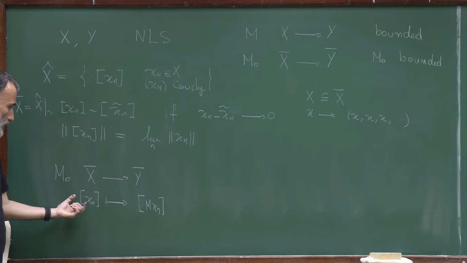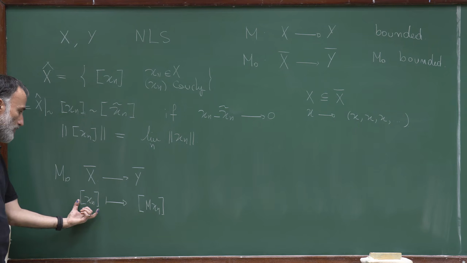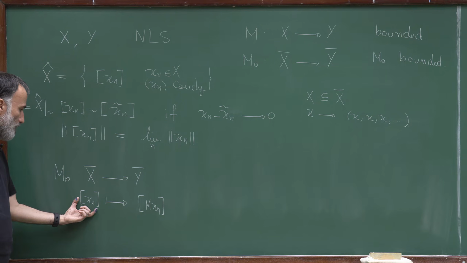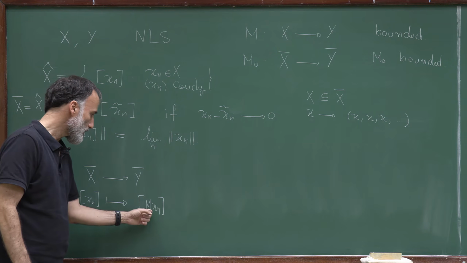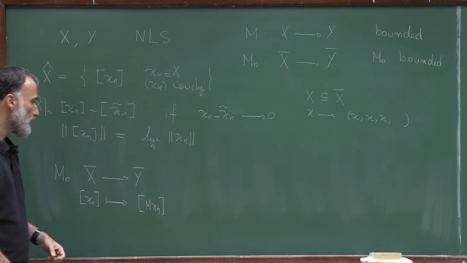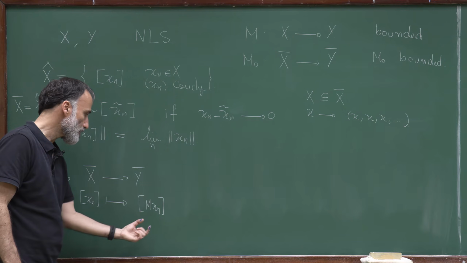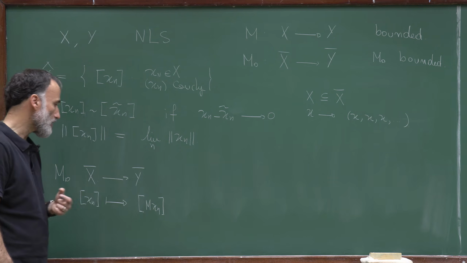So let me just ensure that I'm clear. I'm taking an element of the completion. Elements of the completion are equivalence classes. So let me take an equivalence class of a Cauchy sequence, and I want to define M0 of that equivalence class as the equivalence class of the sequence M x_n. So first, I have to make sure that M of x_n is a Cauchy sequence, which means that M of x_n is indeed an element of the completion of Y.